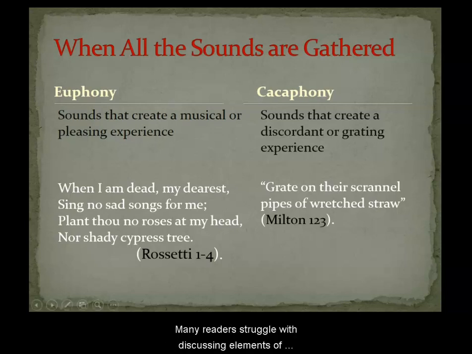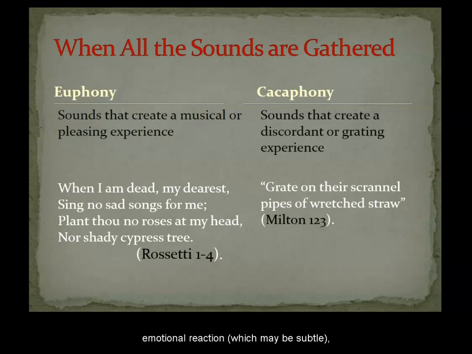Many readers struggle with discussing elements of repeated sounds. Part of this is because to examine elements of sound, like alliteration and assonance and onomatopoeia, you must also reflect on how the passage affects you emotionally. Remember, when analyzing elements of sound especially, you must allow yourself an emotional reaction, which may very well be subtle. Reflect on that emotional reaction and connect it to a larger meaning in the poem. It's good practice in poetry analysis and life to apply logic and meaning to emotional reactions. And the more you do it, the better you get at it.